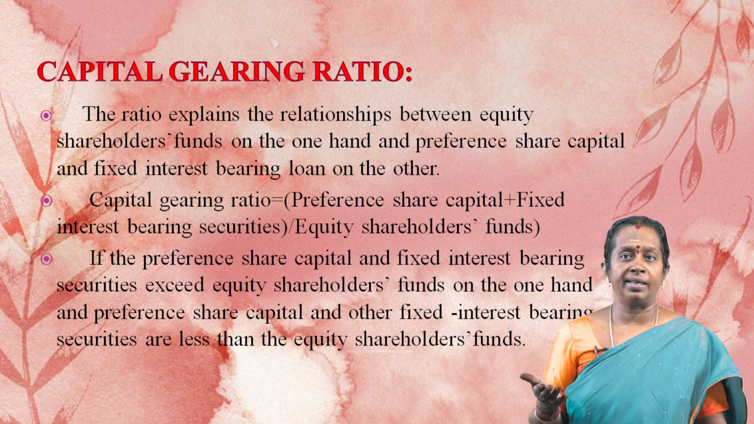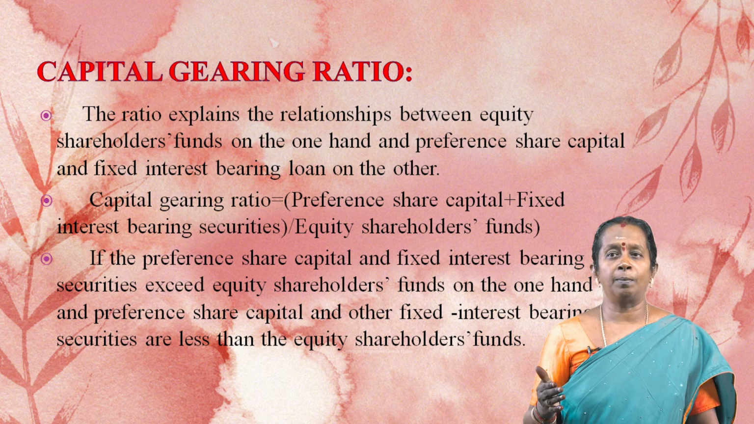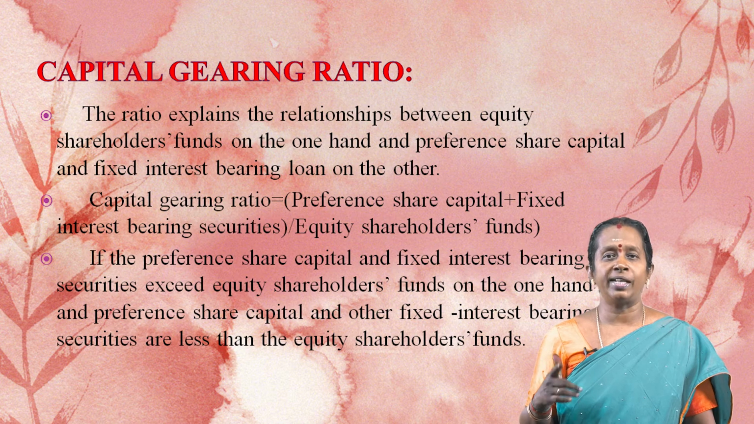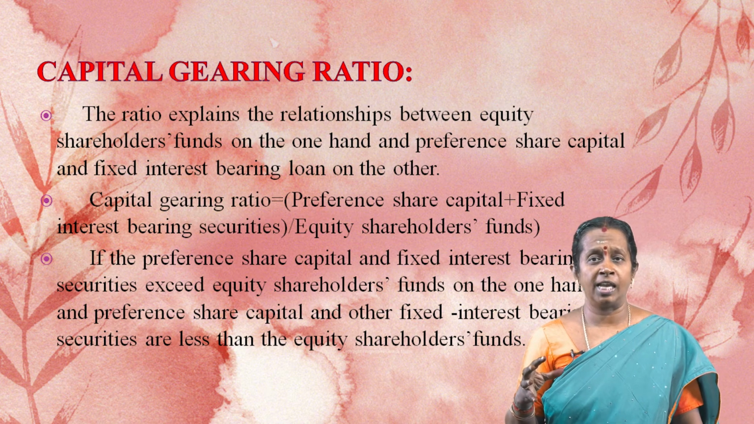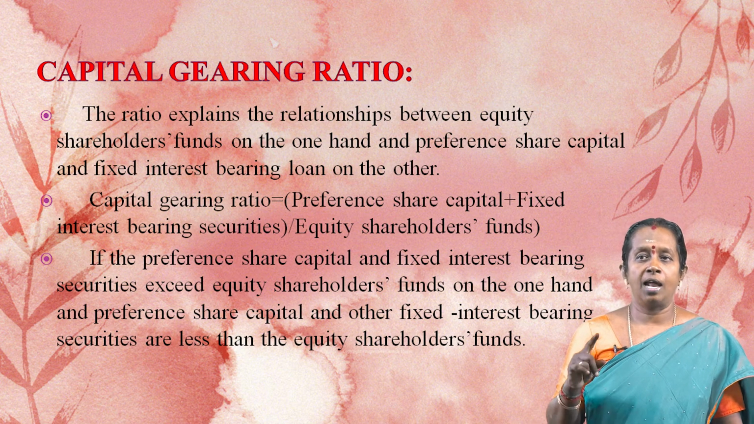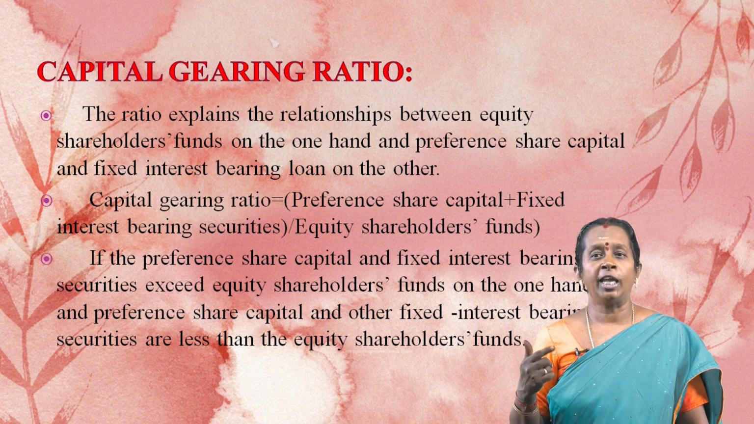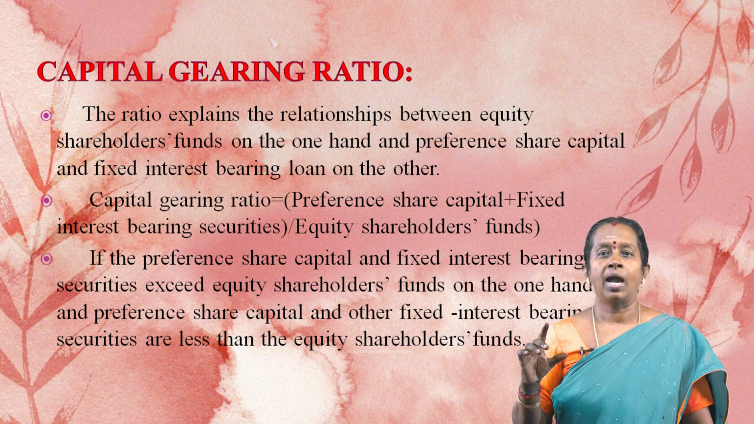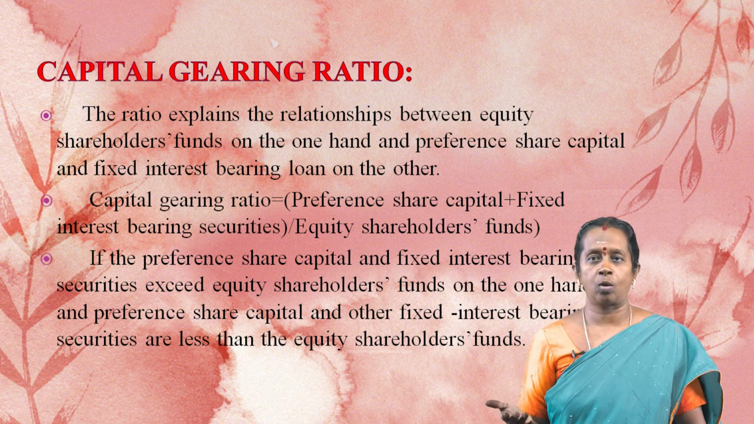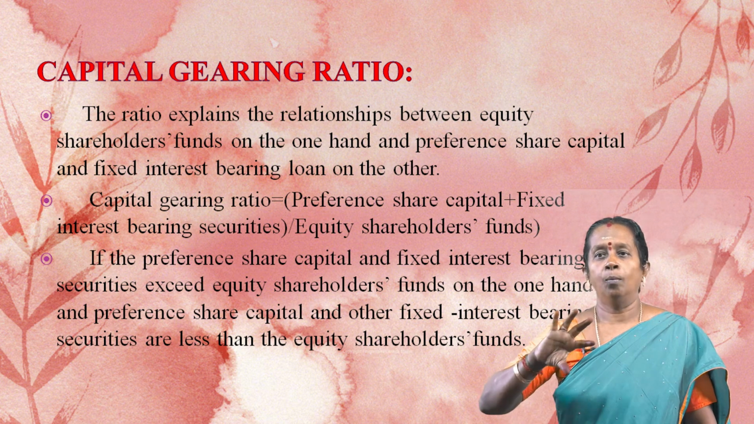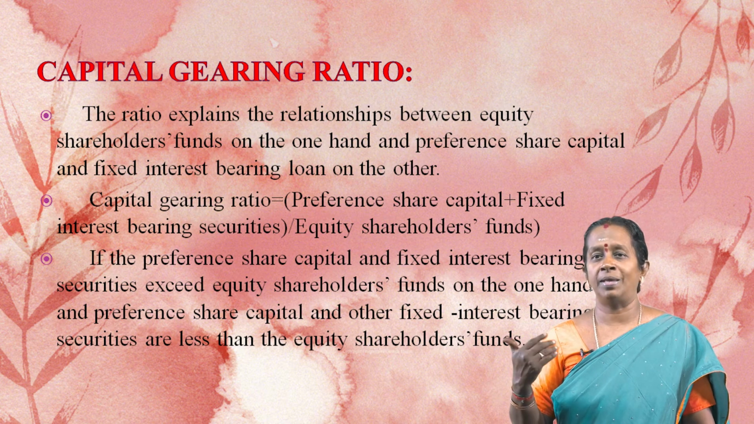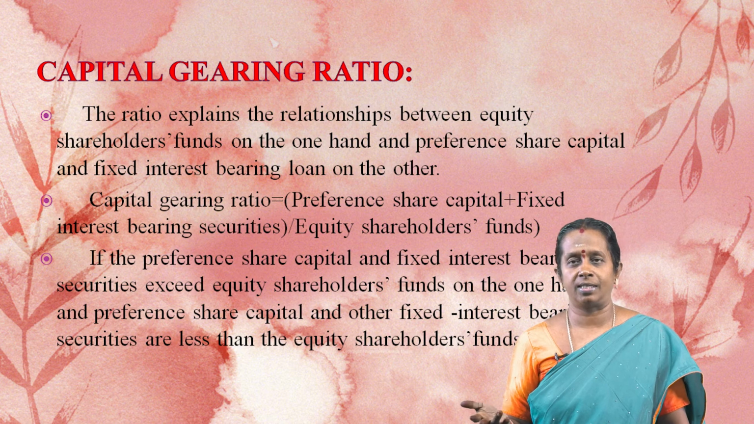In the case of capital gearing ratio, to find the ratio, the formula is preference share capital plus fixed interest bearing securities divided by equity shareholders' funds. How much they have in equity shareholders' funds must be divided. Here, the preference share capital and fixed interest bearing securities may exceed equity shareholders' funds, or they may be less than the equity shareholders' funds. Hence they consider both the capitals, preference and equity, plus the fixed interest bearing securities, that means the debenture holders' interest, etc.